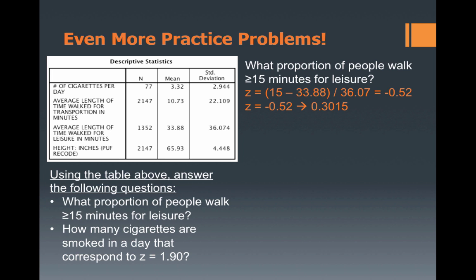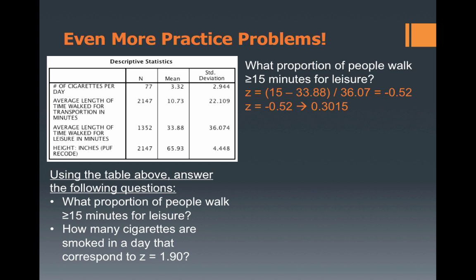So right now, 0.3015, or we converted this to a percentage, 30.15% of people walk 15 minutes or less for leisure. I wanted to know the proportion of people that walked 15 minutes or more for leisure.